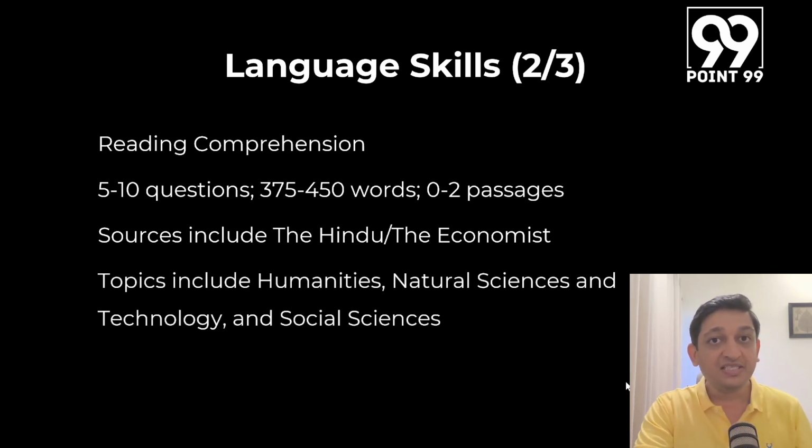And in terms of the topics, this is the broad division into which NMAT divides its RC passages. The first topic is humanities. Humanities will include passages that are based on art, culture, and so on and so forth. In terms of natural sciences and technology, which is the second topic into which you can classify NMAT passages, you will have something that is based on biology, science, physics, technology, and so on and so forth. The last bit, which talks about social sciences, might have passages that are based on political ideologies, civics, and so on. So these are the broad topics into which NMAT divides their reading comprehension passages.